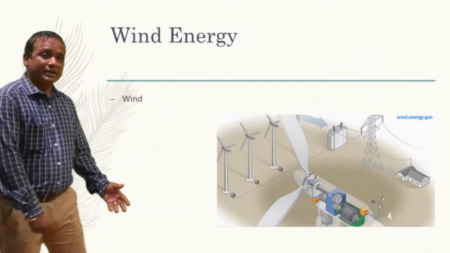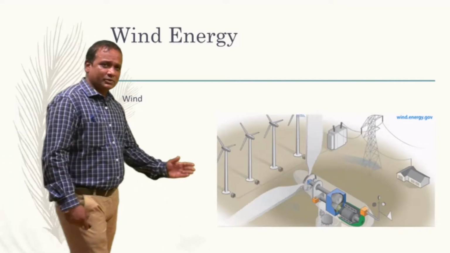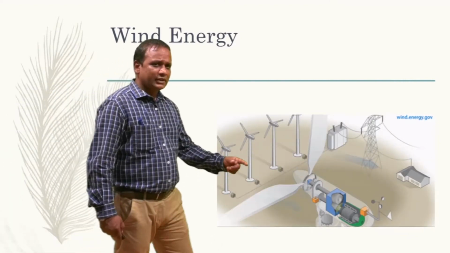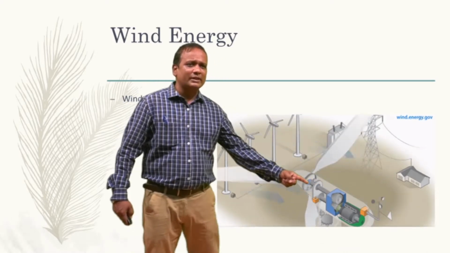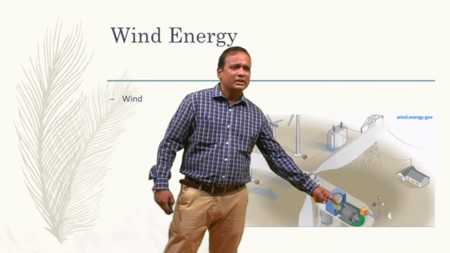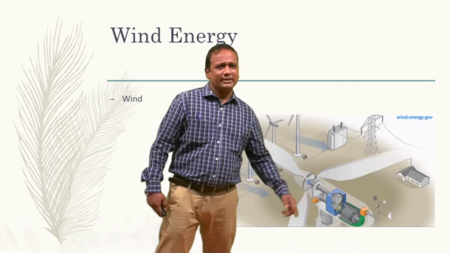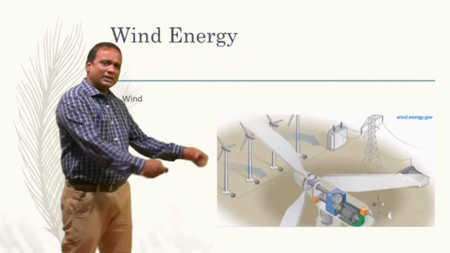Now, wind energy, very important. As you can see over here, wind flows across. Here the rotor rotates. The rotor has been coupled to the gear. The gear starts to rotate and is again coupled to the generator. The generator rotates. Let's try to understand this in a different image.